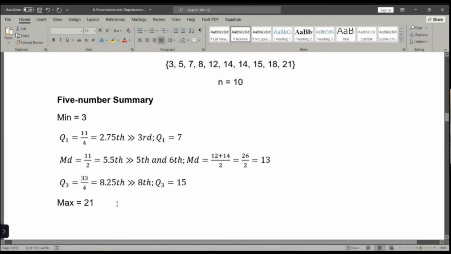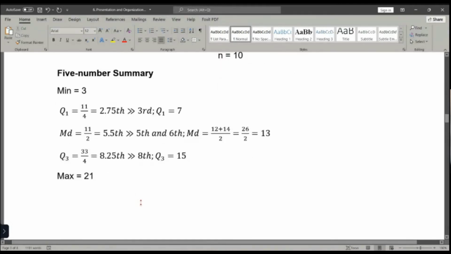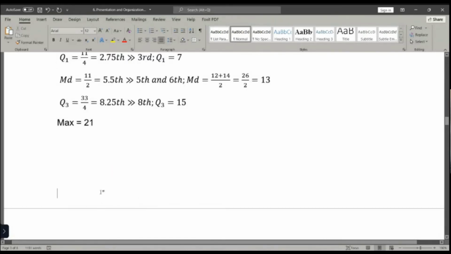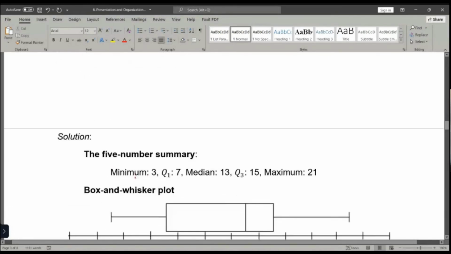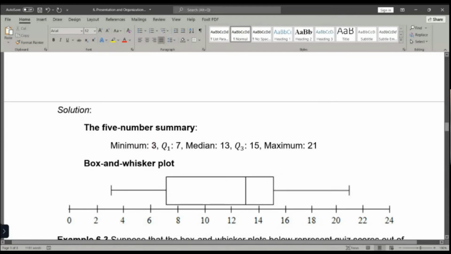Anyway, the session is recorded, no? So you may always review it. So this is the 5 number summary. And then we have the box and whisker plot.